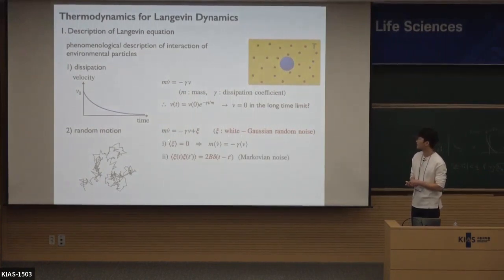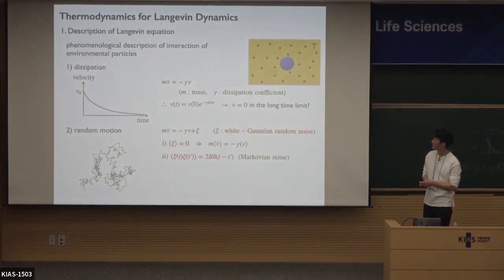The property of this Gaussian noise is that its average value is equal to zero. From this, if we take an average, the equation becomes this one. So this equation of motion is correct in the sense of this average value. The second property is that the noise-noise time autocorrelation function is given by this delta function with some noise strength B. The delta function means that this random noise is Markovian. It means that for different times, there is no correlation between the two noises. This is the meaning of Markovian noise.